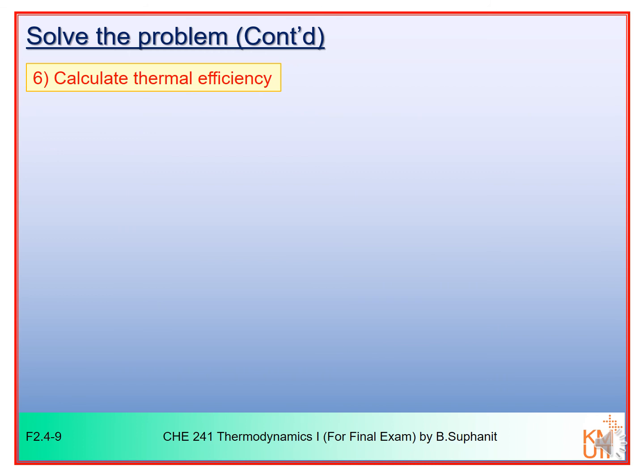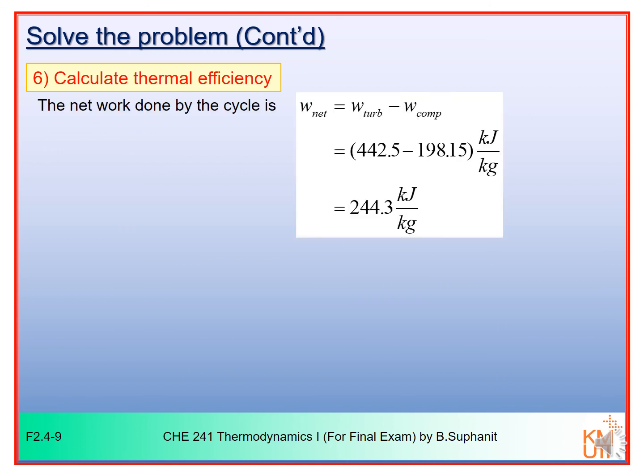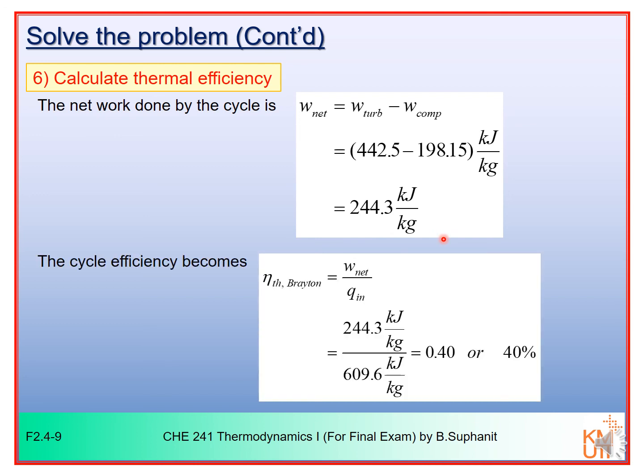Next, we can calculate the thermal efficiency of the cycle. The net work done is W turbine minus W compressor, which is around 244.3 kJ per kilogram. The cycle efficiency calculated from W net over Q in becomes around 40%.